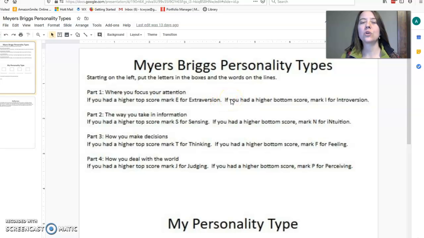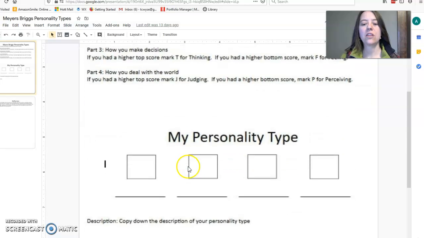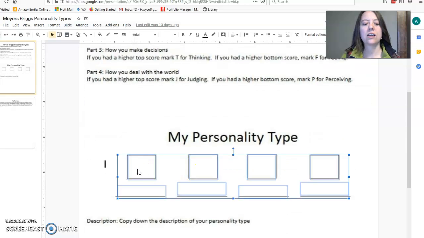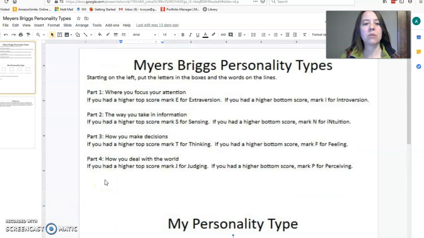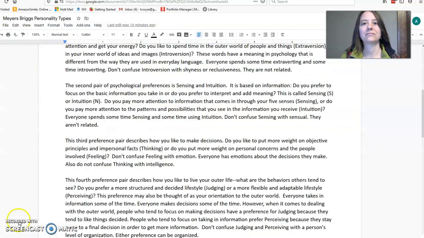If you had a higher score on 1B inventory compared to 1A, you get an I for introversion. And then you will scroll down and you will type either an E or an I there, introversion or extroversion. All right, looking at part 2, which is the way you take in information, either an S or an N. The second pair of psychological preferences is sensing and intuition.